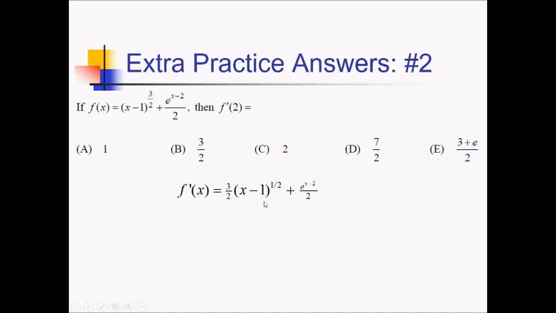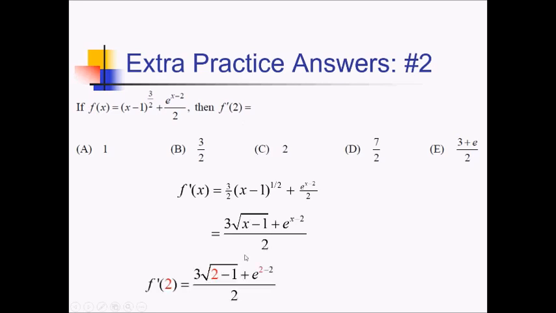So I'm going to have a numerator and a denominator here because these fractions both have a denominator of 2, so I can actually combine these. In the numerator, I'm going to have 3 times, I can write this as the square root of x minus 1, plus this e to the x minus 2 term. Denominator is just going to be 2. And so if I plug in 2, I'm plugging 2 into all this stuff here. All right, well, let's see what happens when we do that.